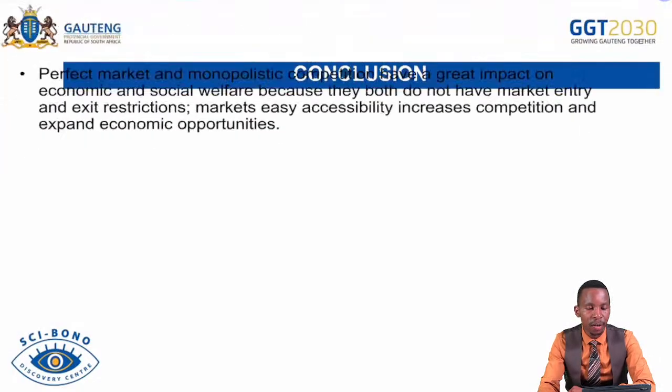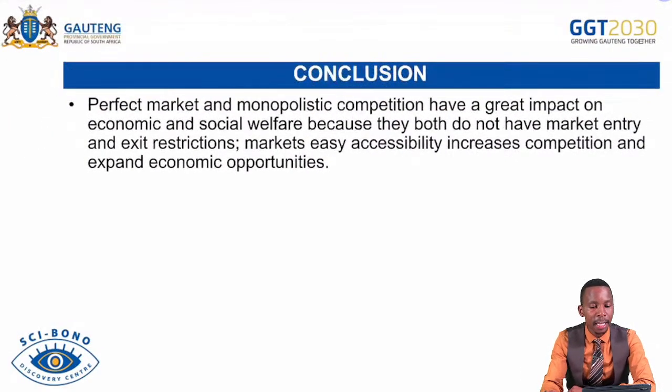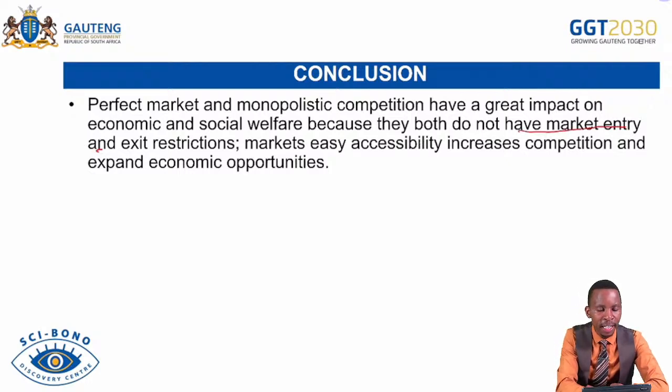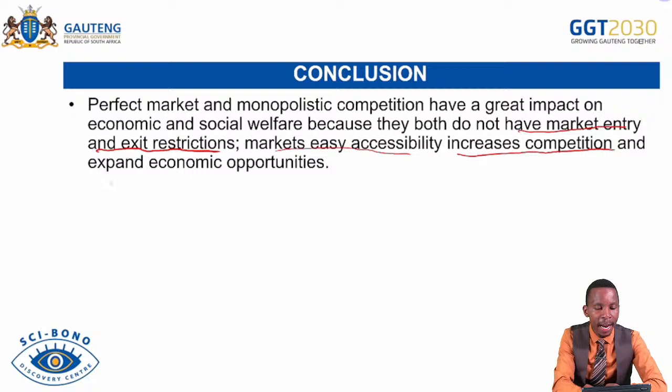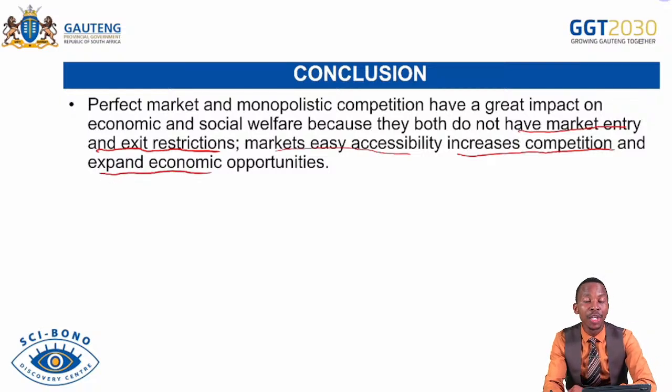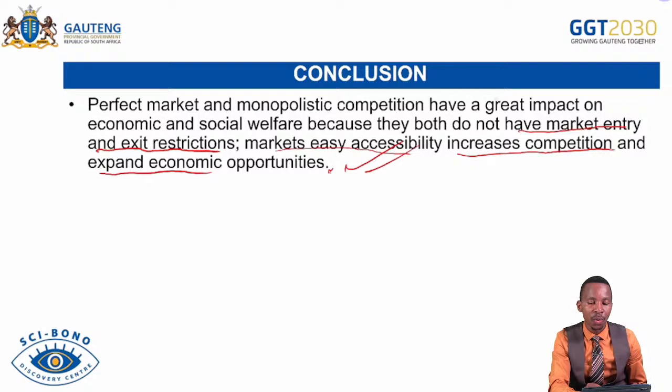And then the conclusion of the essay. It was as follows. The perfect market and monopolistic competition have a great impact on economic and social welfare because they both do not have market entry and exit restrictions. So market entry and exit are not blocked, they are free. Markets are easily accessible, which increases competition and expands economic opportunities for all participants in the economy. This is an example of a conclusion that one would provide. So it gets 2 marks.